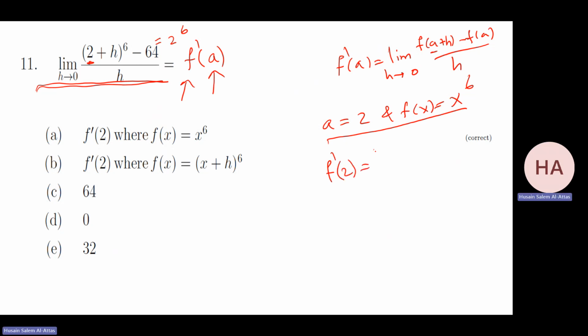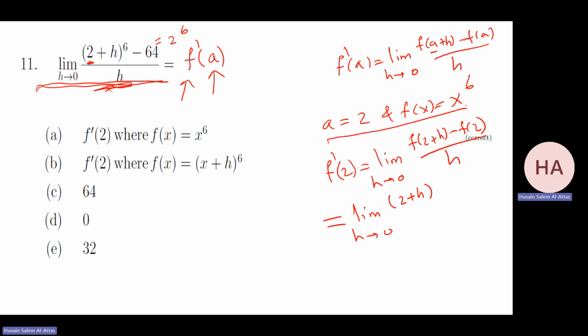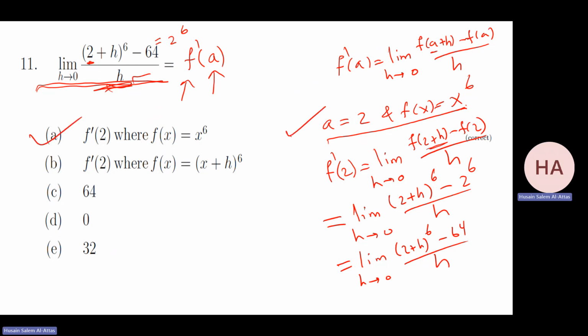F prime at 2 is the limit as h goes to 0 of f of 2 plus h minus f of 2 over h. I'm trying to be sure I'm getting the same thing. That will be the limit as h goes to 0 of 2 plus h, the function is x to the power 6, so take this to the power 6 minus 2 to the power 6 over h. What is 2 to the power 6? It is 64, which is the same one. So this is correct.